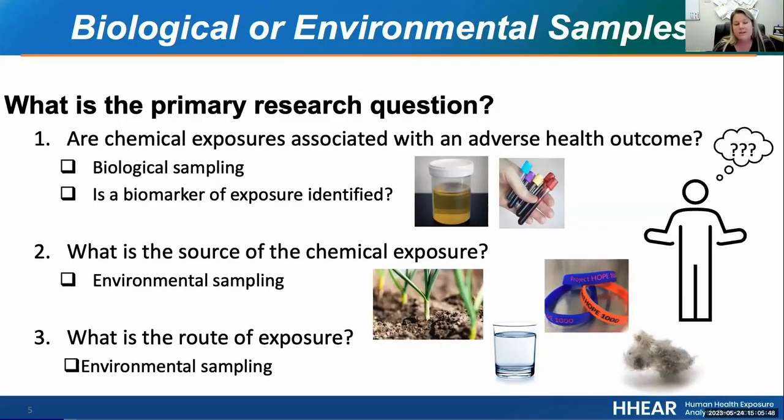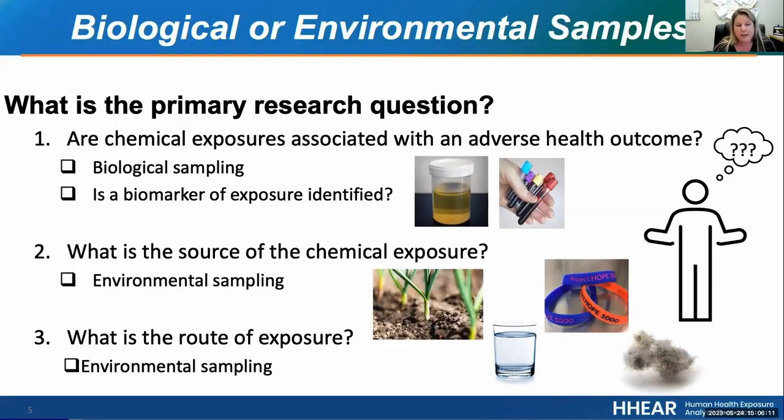But we also must consider whether or not a good biomarker of exposure has been identified for a chemical of interest. There are some chemicals that may have short half-lives in the body, but we don't know enough about their toxicokinetics to identify a good target analyte or a metabolite to focus on. So in those cases, analysis of environmental samples may be beneficial.